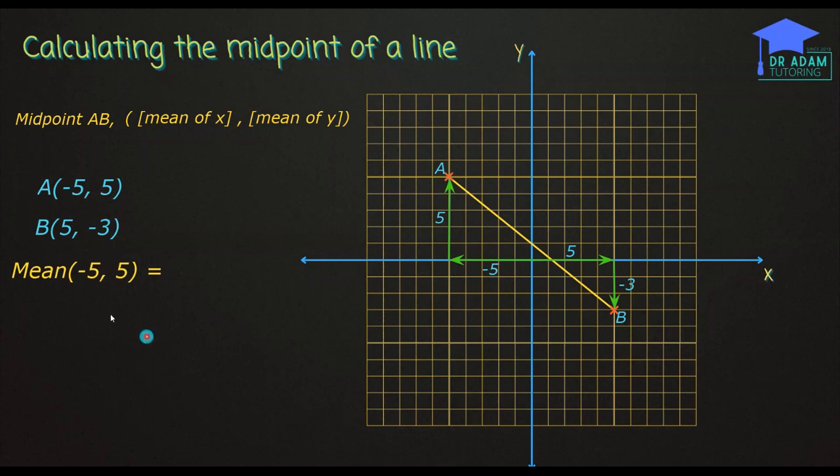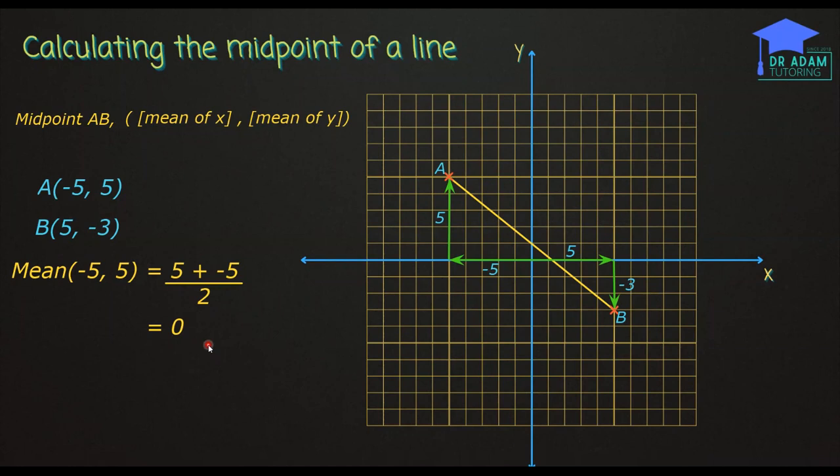So here we have -5, which represents the x coordinate of one end of the line, and 5, which corresponds to the x coordinate of the other end of the line. So adding these together and dividing by 2, we get 5 plus -5, so just 5 minus 5, divided by 2, which gives us 0. So we know that the x-coordinate of our midpoint will be 0.